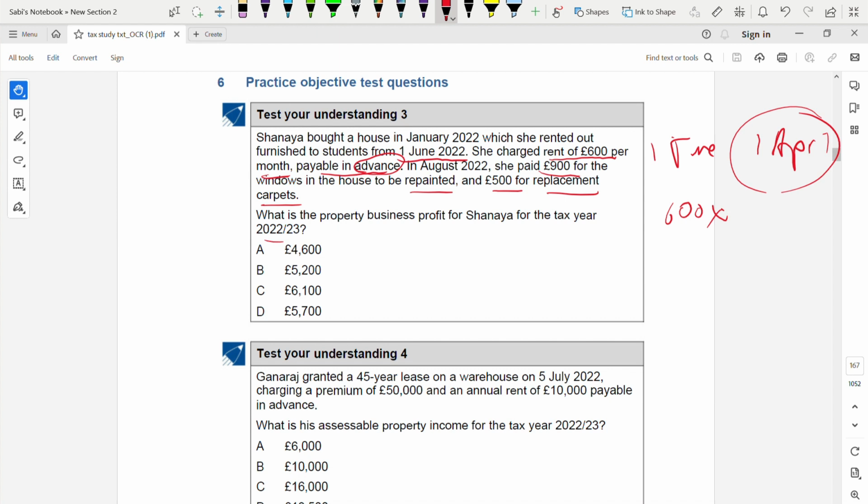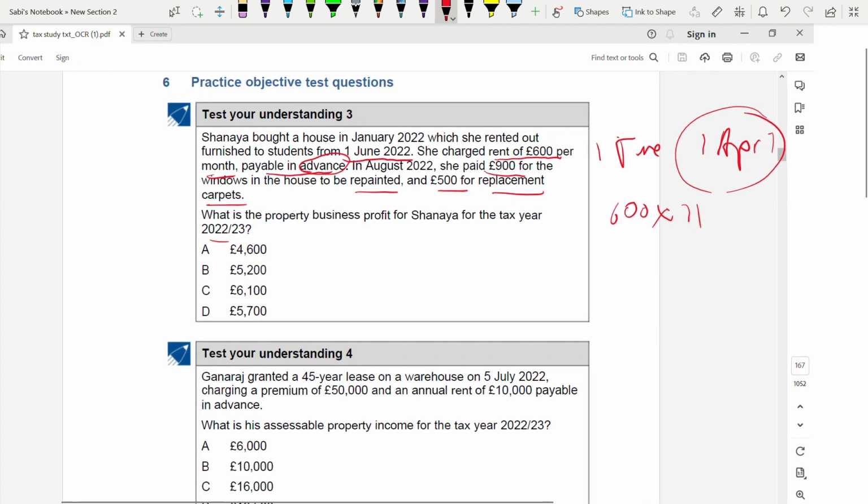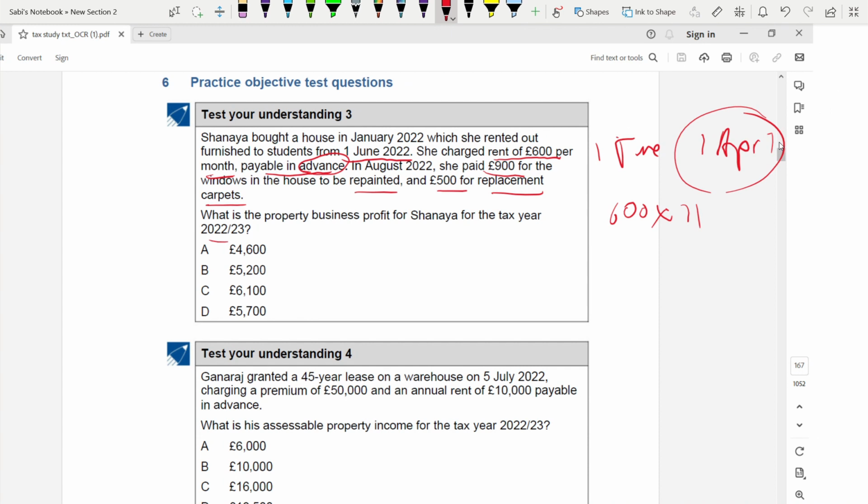Okay, if it was paying in arrears, we will not take the April payment, but April payment will be done in March, 1 month before. That's why we are taking 11 months, not 10 months. You might calculate from June till March and say it's 10 months, but April also you have to take. April payment will be done in March, March payment will be done in February, like that. Okay, so 600 into 11. And then deduct the expenses. So 600 into 11 is 6,600. Then you can deduct this 900. Repair expenses you can claim. Even the replacement carpet you can. Which is 5,200. So the correct answer is B.